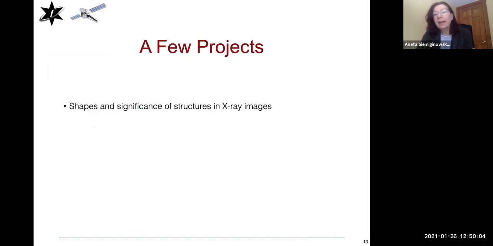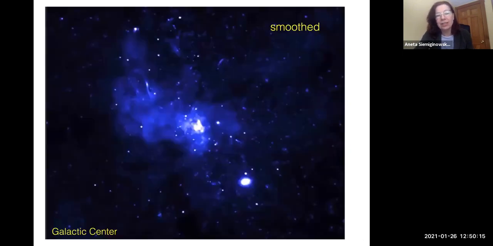Okay, so I thought that we have to talk about some projects now. I pointed out a few already. I start with shapes and significance of structures in X-ray images, and I start with the center of our own Milky Way, the galactic center.